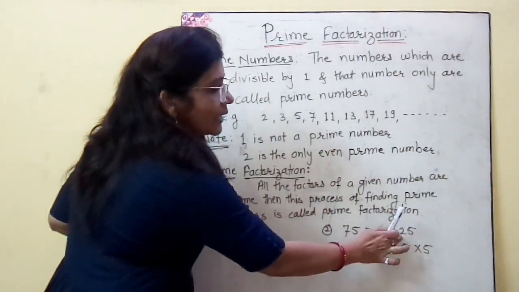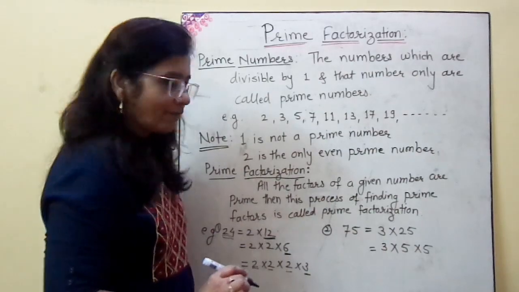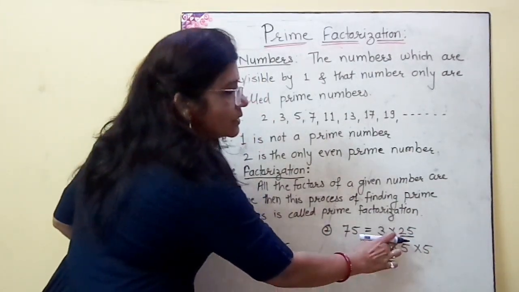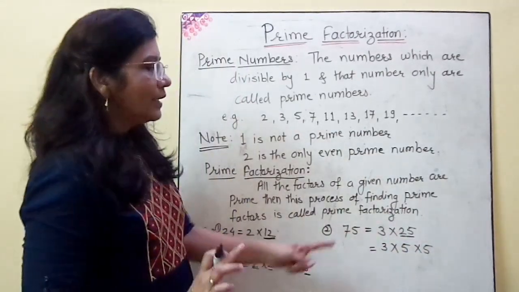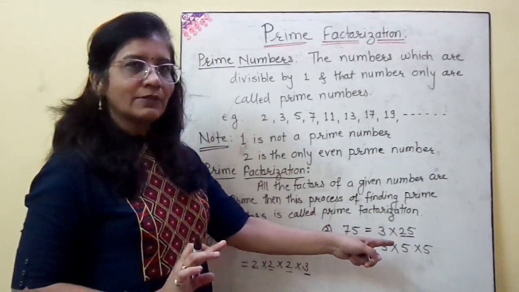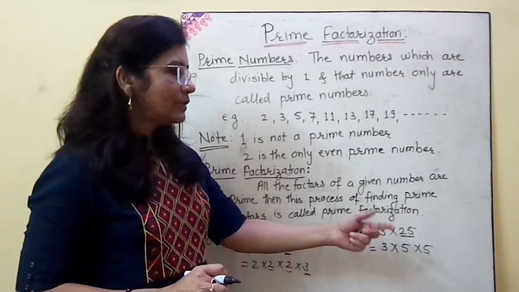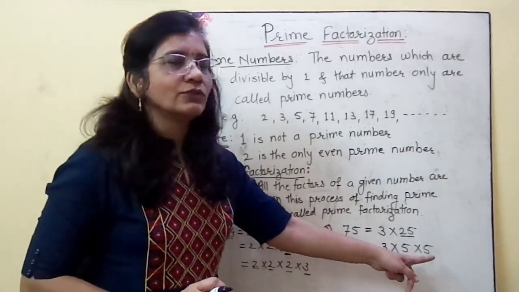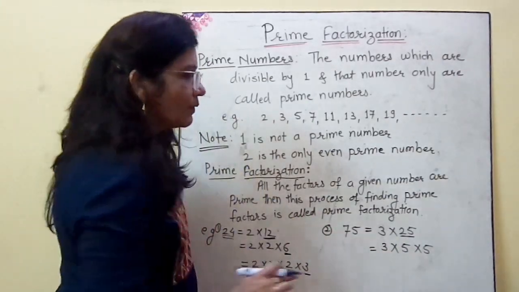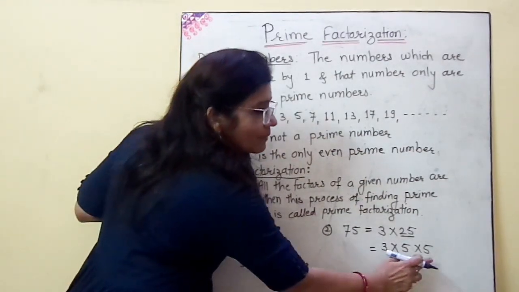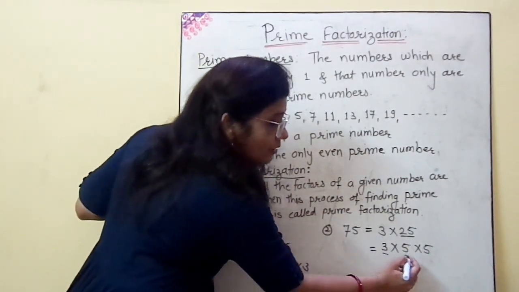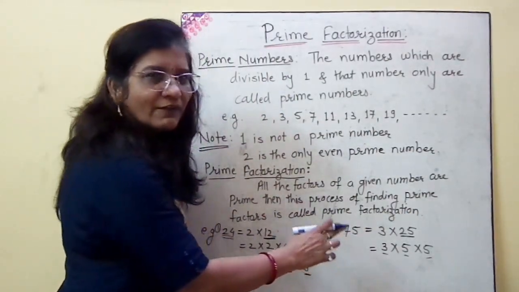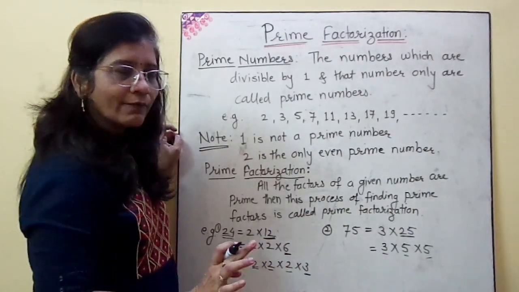3 into 25 is 75. So 3 into, now I will consider this 25. Is it divisible by 2? No. Is it divisible by 3? 2 plus 5, 7. It is not divisible by 3. Is it divisible by 5 then? It is divisible by 5. So 5 into 5, that is 25. Now 3 is a prime number, 5 is a prime number, 5 is a prime number. All these 3 factors are prime numbers, and so the prime factorization of 75 is 3 into 5 into 5.